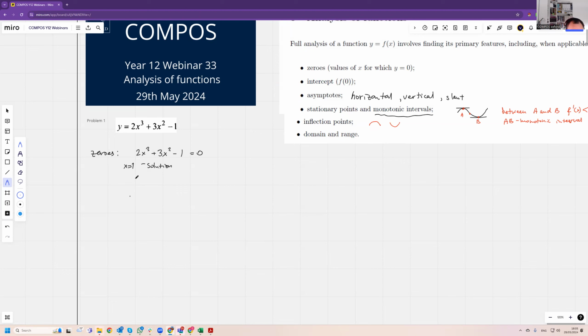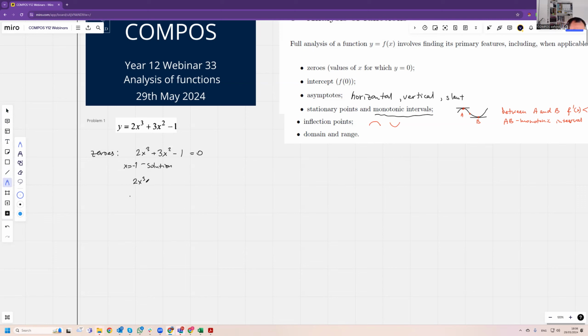That's what I'm going to do. I'm going to factor out. Sorry, that doesn't make any sense. Of course, x equals minus 1 is a solution. I'm going to factor out x plus 1. x equals -1 is a solution.